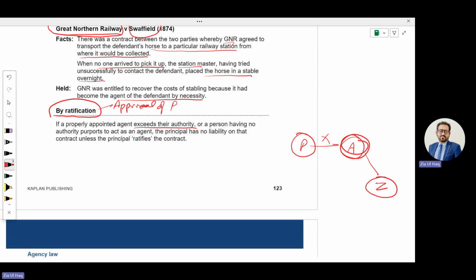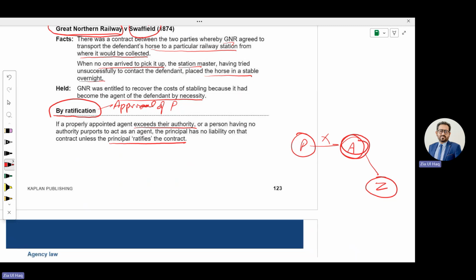So if a properly appointed agent exceeds their authority, or a person having no authority, meaning he is not an agent, purports to act as an agent, the principal has no liability on that contract, meaning he can deny, unless the principal ratifies the contract, meaning he can approve it. If he has approved, then A is his agent. But if he has denied, then A is not his agent. Who is responsible for the transaction between A and Z? A and Z only, not P. Is that clear?